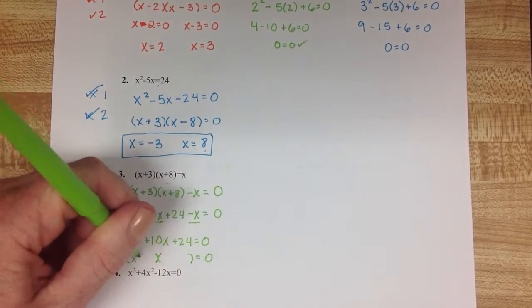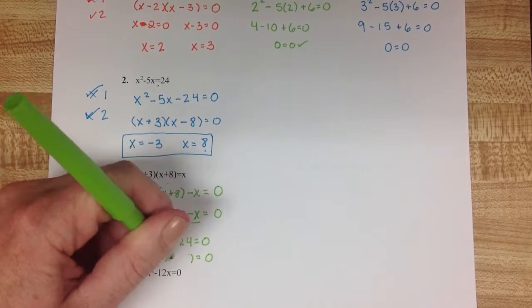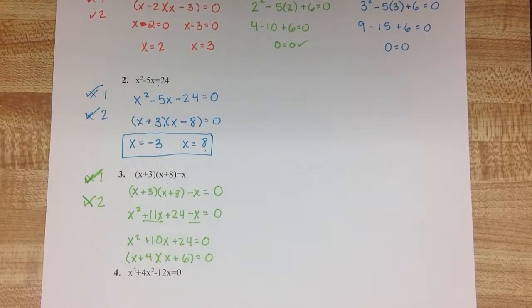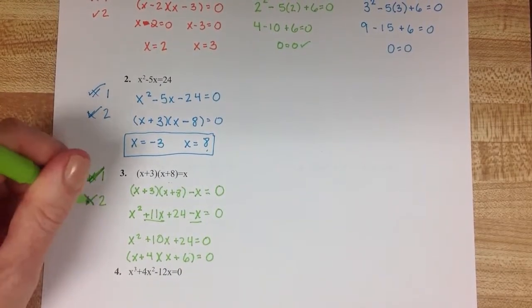I'm going to get an x plus 4 and an x plus 6. There's 4 x's and 6 x's, that adds to 10, and 4 times 6 is a positive 24. Now I meet both conditions.